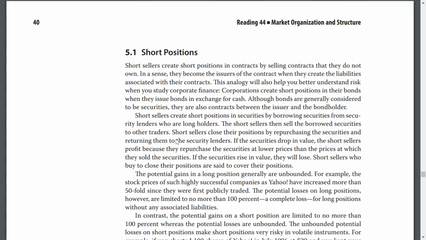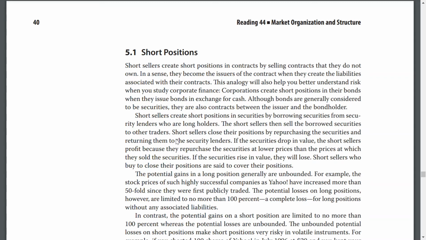Short sellers create short positions in securities by borrowing securities from security lenders who are long holders. The short sellers then sell the borrowed securities to another trader. Short sellers close their positions by repurchasing the securities and returning them to the security lenders.